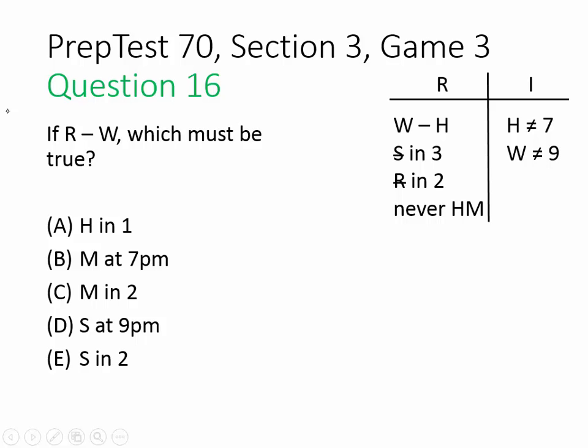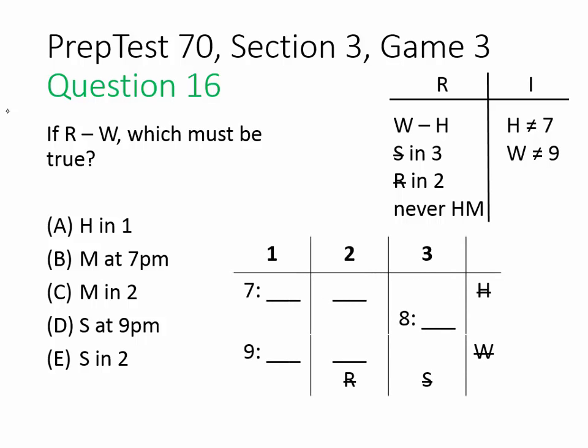Prep Test 70, Logic Game 3, question 16 asks us, if R is shown sometime before W, which of the following must be true? So let's bring up our master diagram. And if R is before W, well, that limits us significantly because we already know that W has to go before H. So W cannot go in the 9th spot.